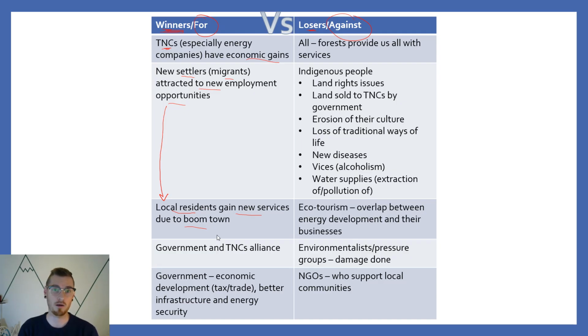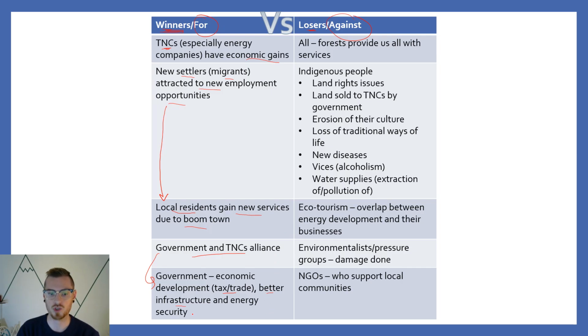Like, let's say it was a mine, we might get a larger mining town, and new infrastructure is going to come in, new services are going to come in, and local residents and migrants who move into the area will benefit. We may see winners being the alliance between the governments and the TNCs who are working together for the goal that the government is probably allowing this industrial growth for, which is economic development. And the country is going to be able to economically develop through the tax and trade revenue generated through whatever this industrial growth is, or this energy growth is.